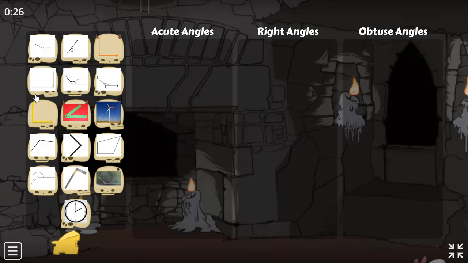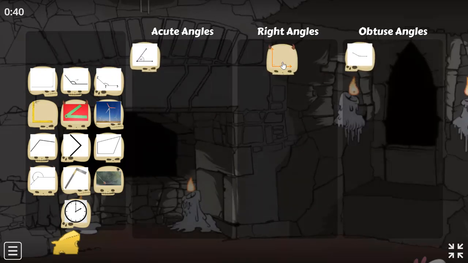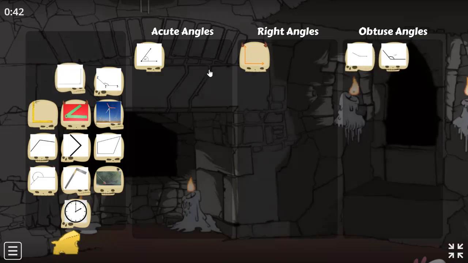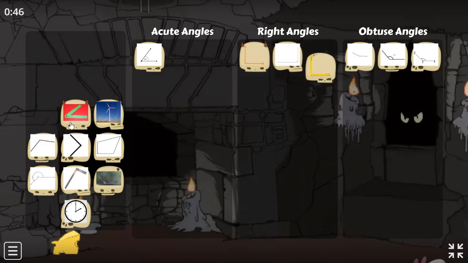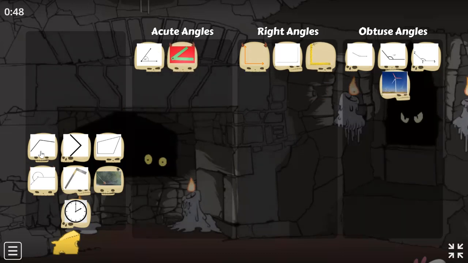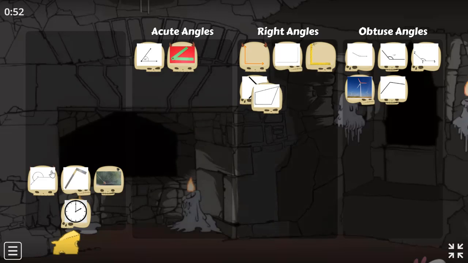So each team has 1 minute to sort it out, and the team that finishes first and has correct answers will get a point. Okay. This is obtuse, this is acute, this is right, obtuse, right, obtuse, right, acute, obtuse, obtuse, right, right.